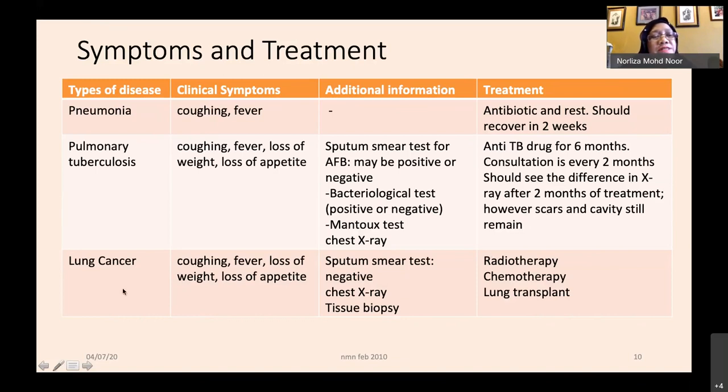All right, next is lung cancer. So lung cancer also has coughing, fever, loss of weight, and loss of appetite. So these two, with tuberculosis, have the same symptoms. To confirm, normally you have the sputum smear test, which normally comes up negative compared to TB. And then we have the chest X-ray, and also to confirm will be the tissue biopsy.